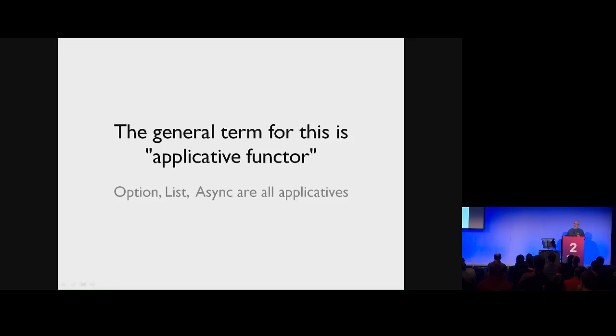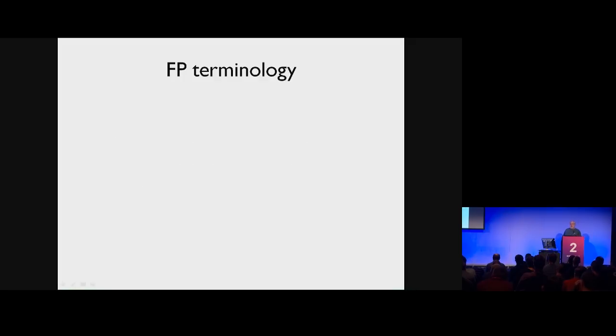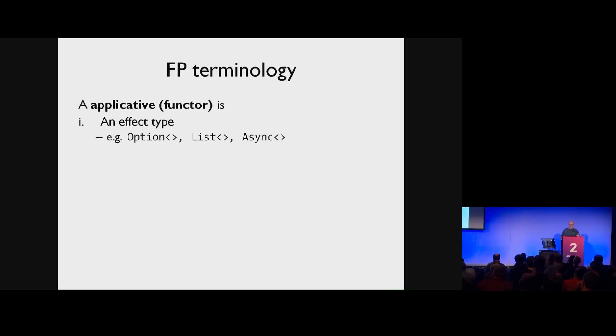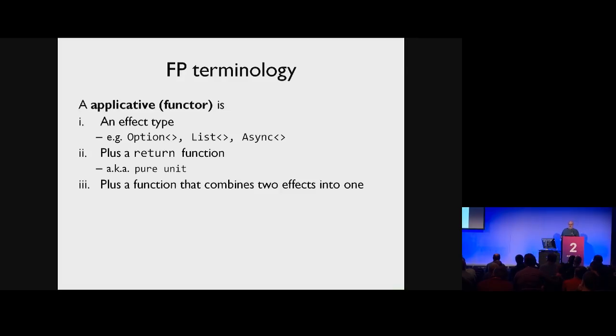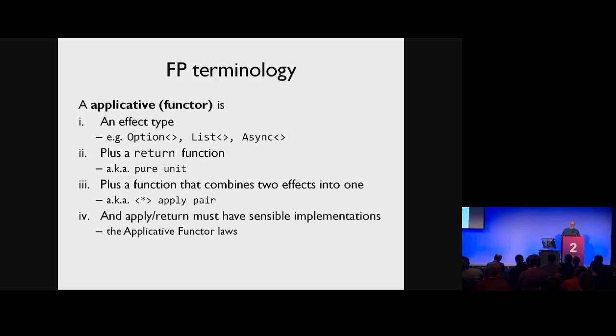The general term for combining things like this is applicative functor, another kind of nasty word. Optional, list and async are all applicatives. Pretty much everything you're going to run into can be treated as an applicative. So applicative functor, it's a horrible name, really, isn't it? Again, it's one of these effect types, plus a return function, plus some way of combining these two effects into one. And it's got all sorts of names, apply, pair, slightly different implementations of exactly how it works. But the whole point is you're basically combining things. And again, there have to be some simple implementations, which are called the applicative functor laws and so on.